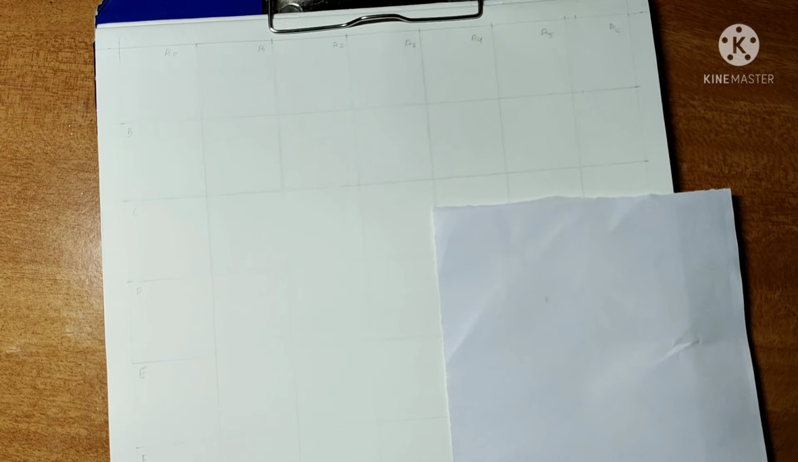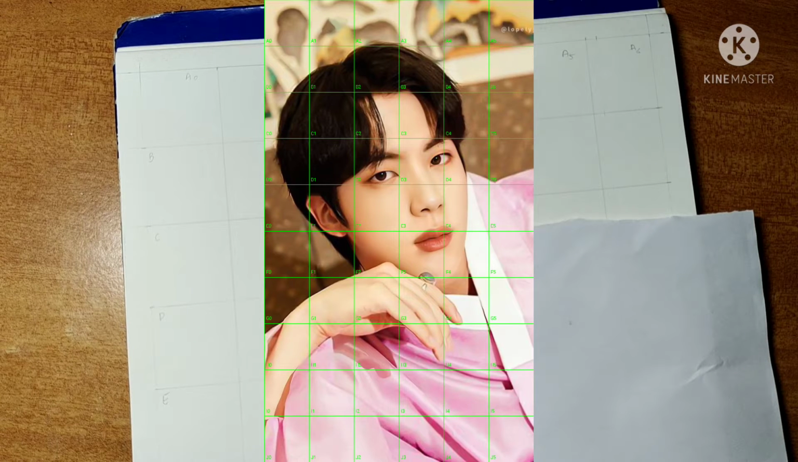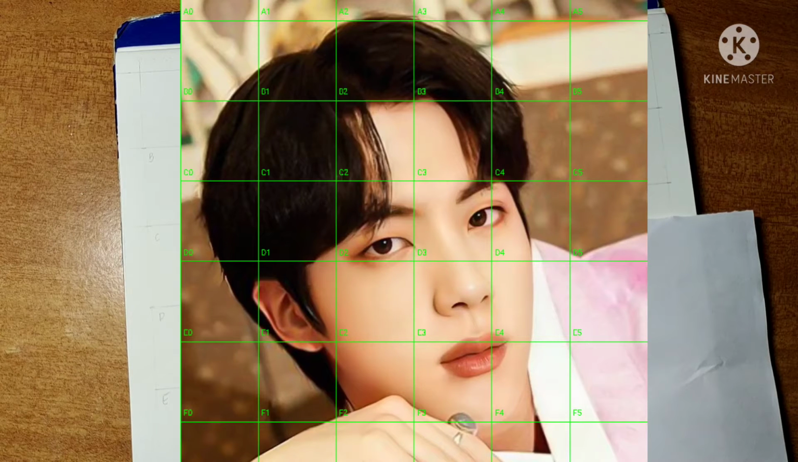At first we will analyze the reference, look into the lines, and then start with the process. This is the reference I have selected this time to draw. You can see that I have formed the grid lines. These are 10 grid lines, on the basis of which we will form the grid sheet. These grid lines are squares, and we will start the process by drawing the eyes first.